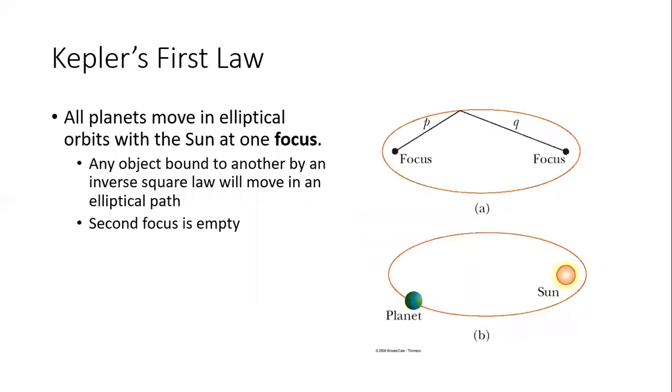Kepler's first law. All planets move in elliptical orbits with the sun at one focus. Any object bound to another by an inverse square law will move in an elliptical path. The second focus is empty.